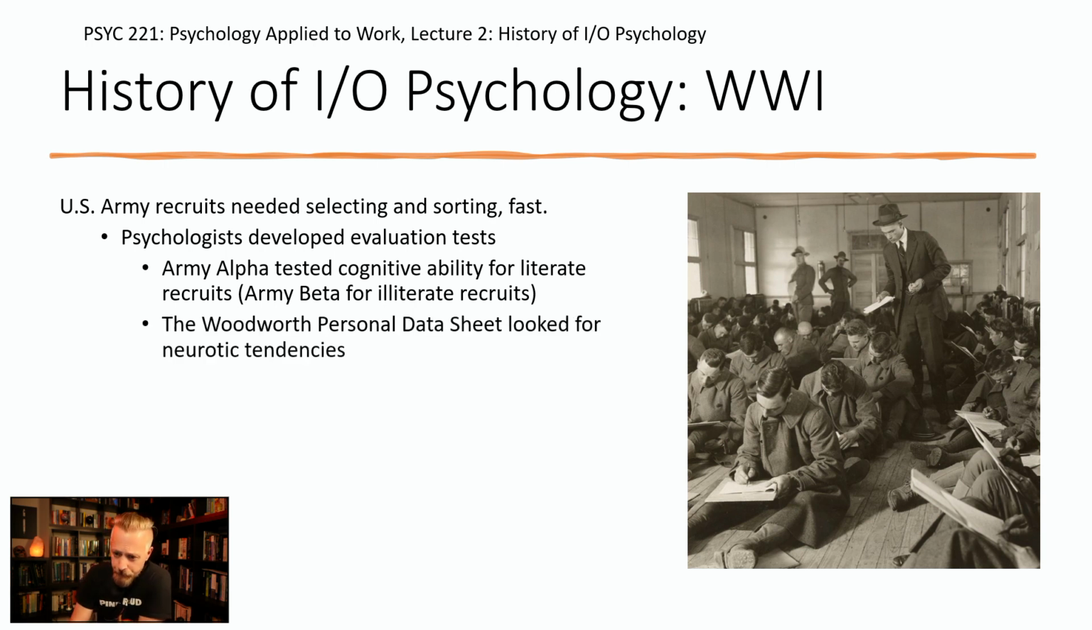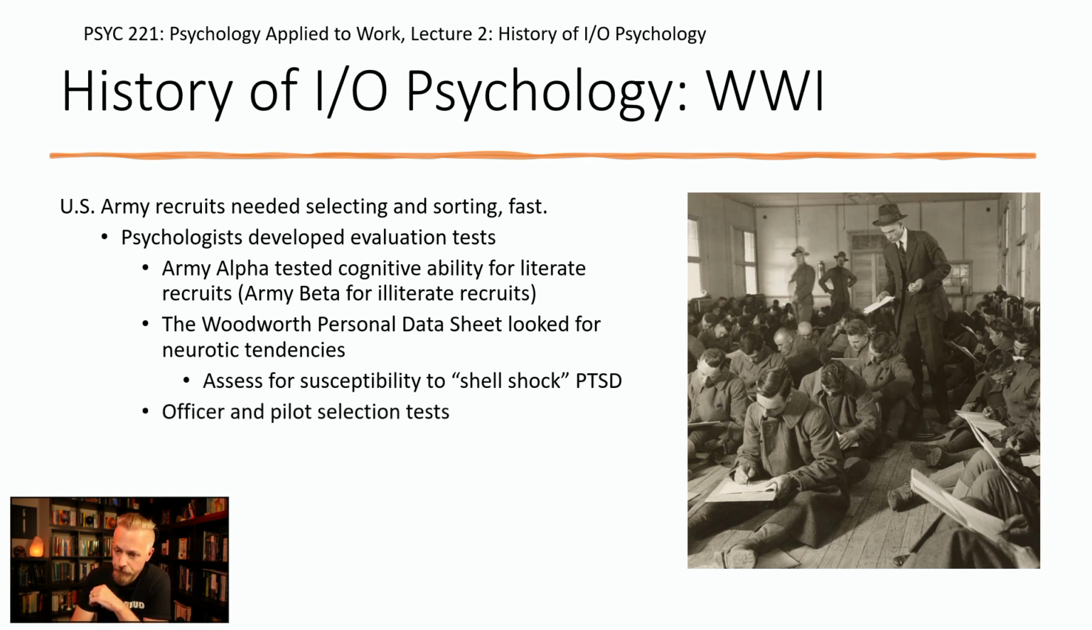And then there were some other things like the Woodworth Personal Data Sheet. So this was looking at neurotic tendencies. I mean, this was really looking at could we figure out a way to sift through these recruits and see which ones are more likely to get shell shock, which would now be called PTSD. Can we figure out a way to determine who could be resilient to that sort of thing? And then how do you determine who could be an officer? And then, there weren't that many airplanes, but there were some, so they had some pilot selection.